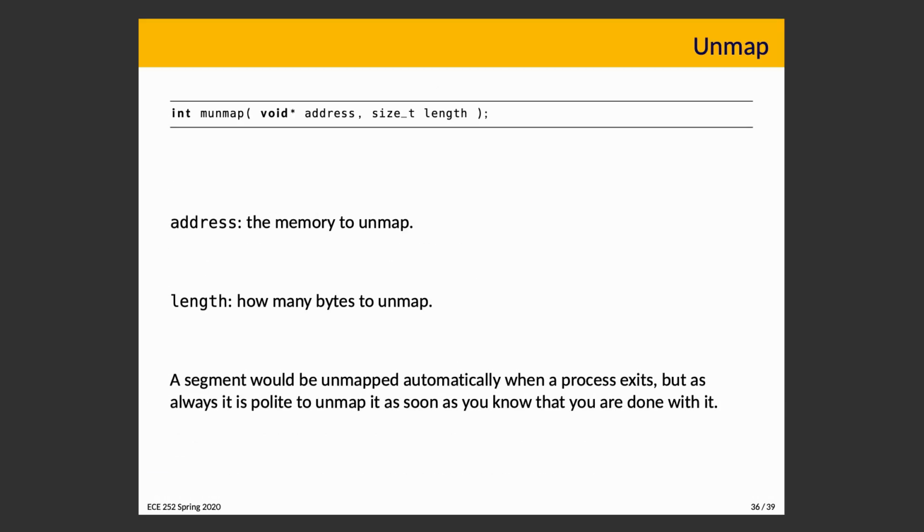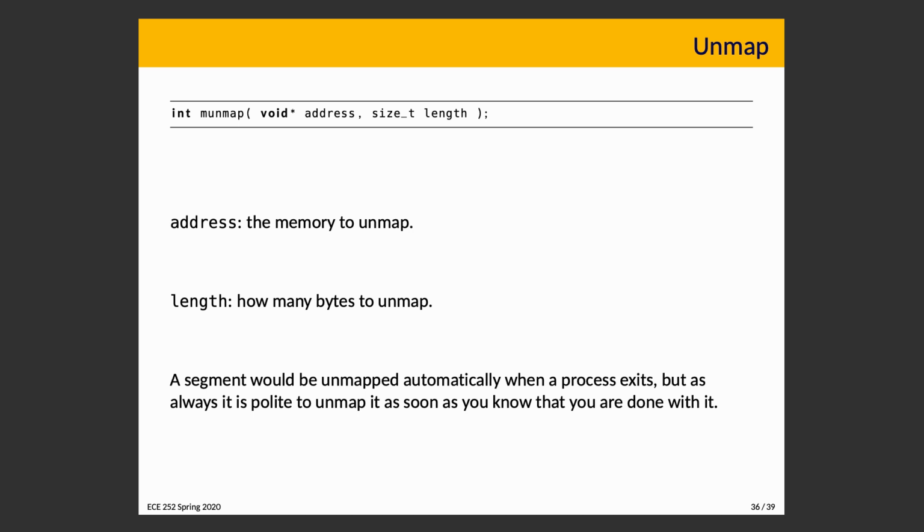And finally, when we're done with a segment, we use unmap, and, well, the function for that is munmap, and you can unmap this particular address and then a length. So you can also do a partial unmap if you're so inclined. A segment is also unmapped automatically when a file is closed, when a process exits. It is, however, polite to unmap it when you know that you no longer need it.